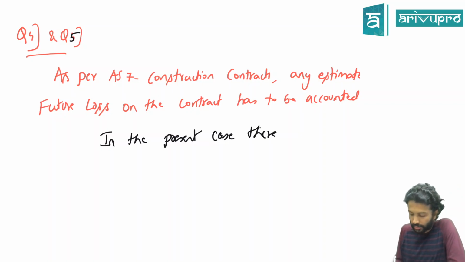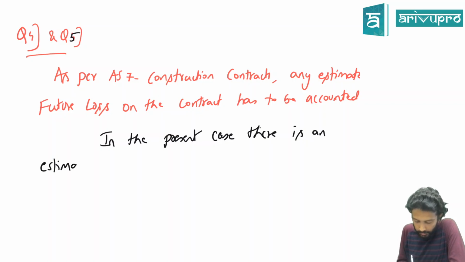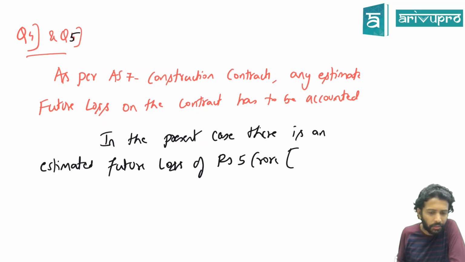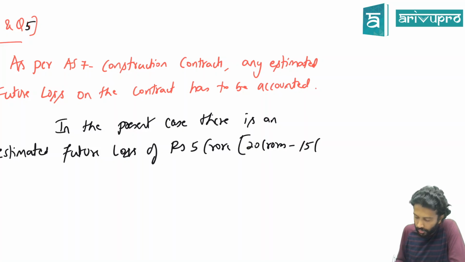In the present case, there is an estimated future loss of how much? Rupees 5 crore. That is, how much was the revenue? How much was the cost rather? Cost was 20, right? Cost 20 crores minus revenue 15 crores. That's what we got as the loss.